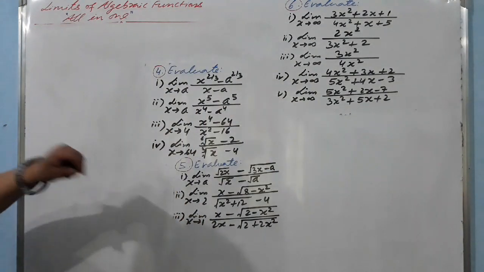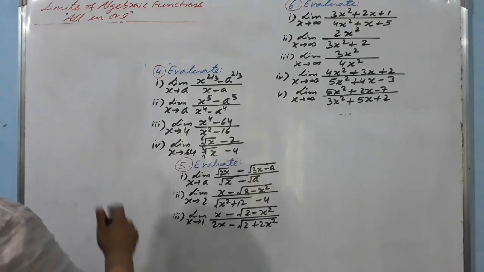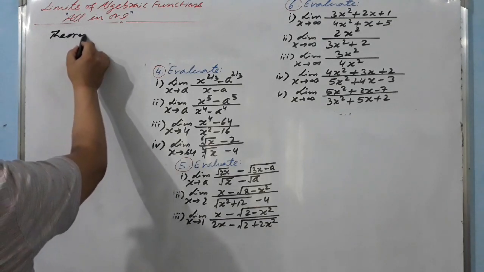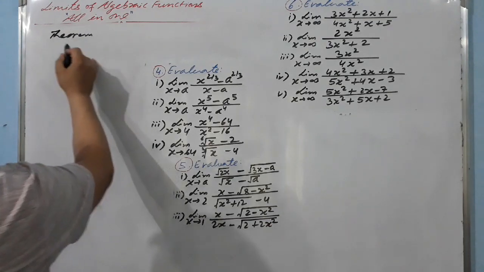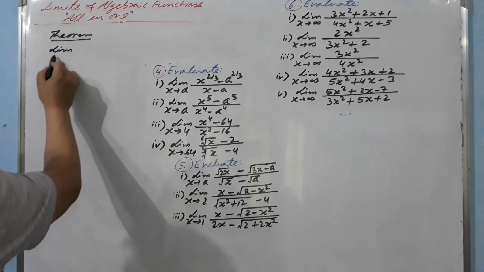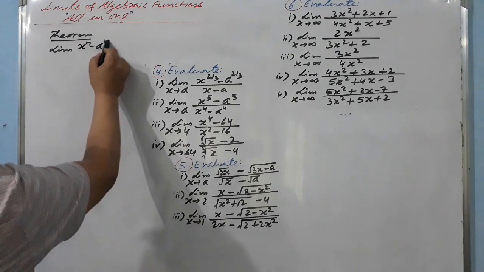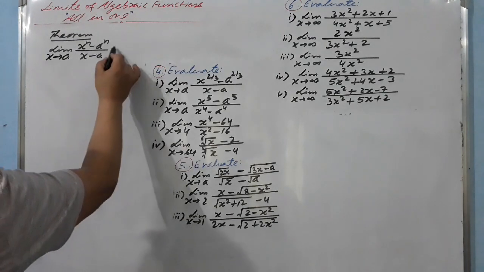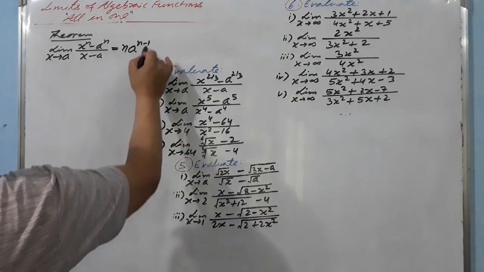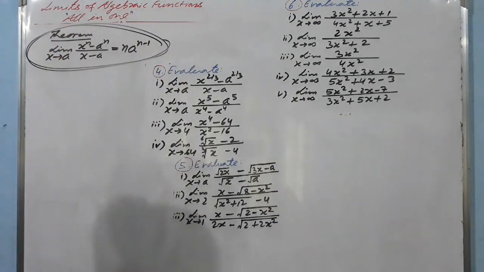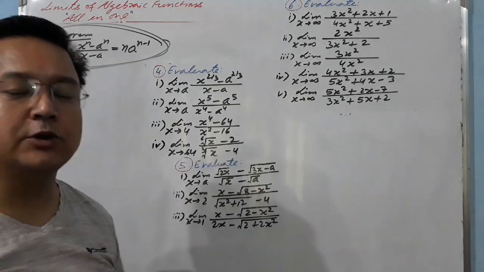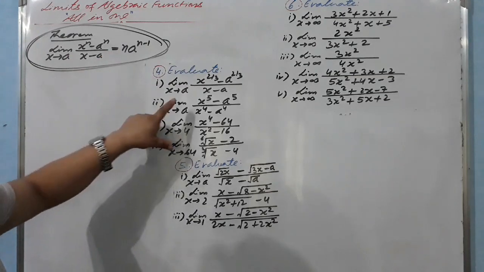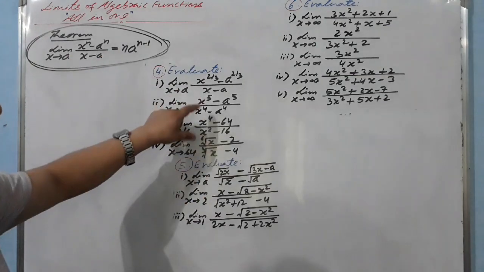And before doing question number 4, we have to use one theorem. What's that theorem? The limit as x tends to a of x raised to power n minus a raised to power n over x minus a is equal to n a raised to power n minus 1. Very important theorem. In one video I have proved this theorem also, but this time we will use this theorem. Using this theorem we will find the limit of these types of functions.